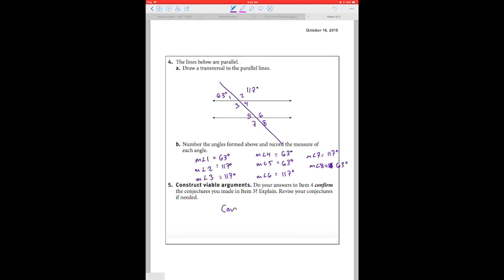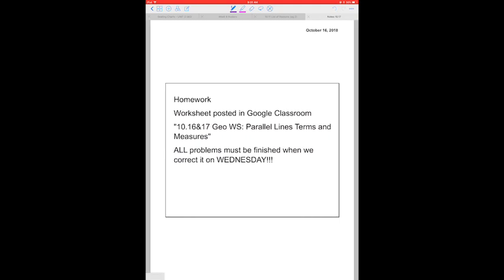Everything is confirmed. Our vertical angles are still congruent. Our adjacent angles that create a linear pair are still supplementary. Our corresponding are still congruent. Our same side interior are still supplementary, and our alternate interior are still congruent.